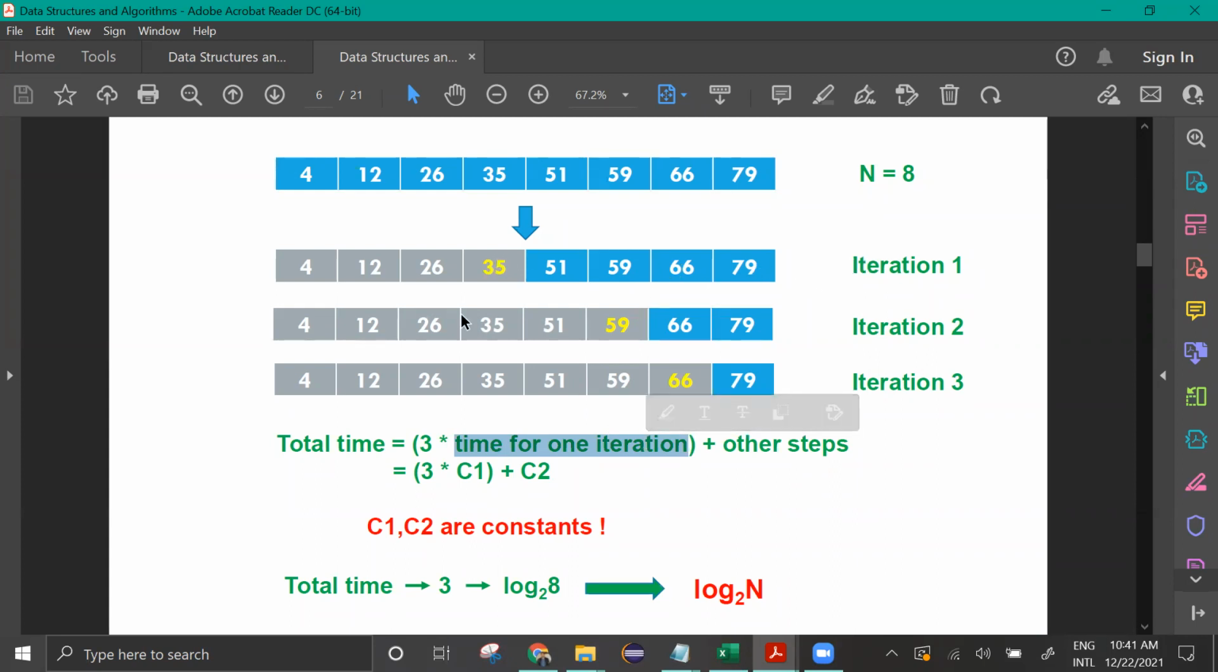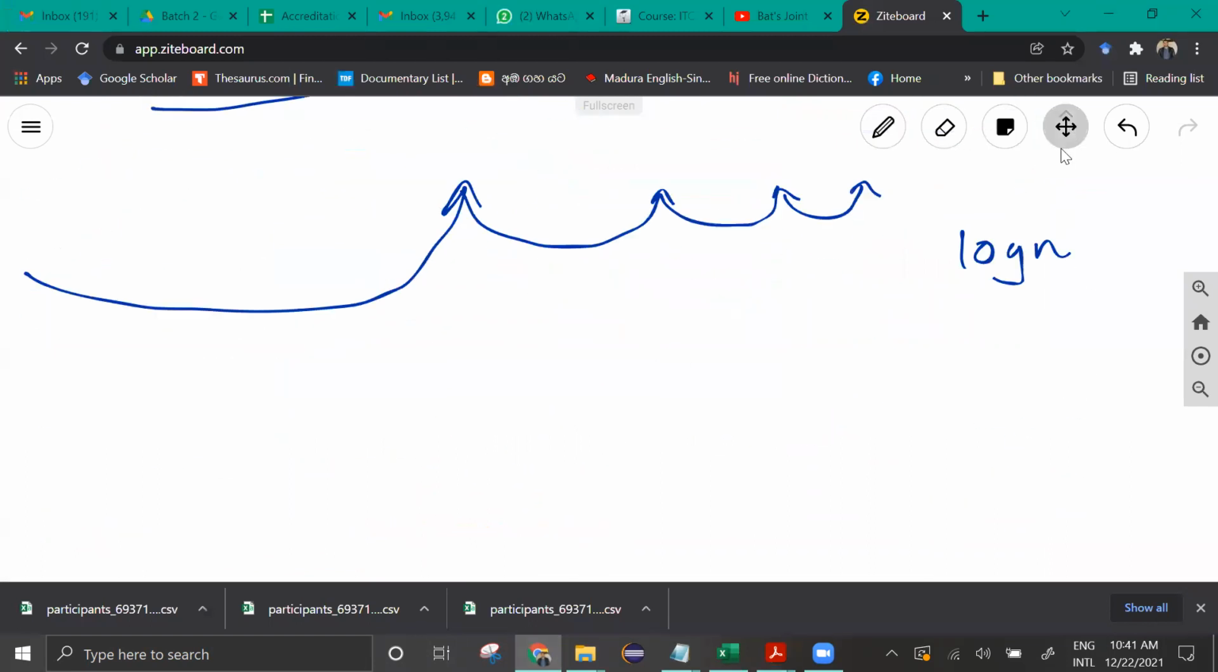For one iteration, what is the time? There are some other steps, and these are constant. C1 and C2 are constant. So if the size is n... sorry, the size is 8, the time it takes would be 3.